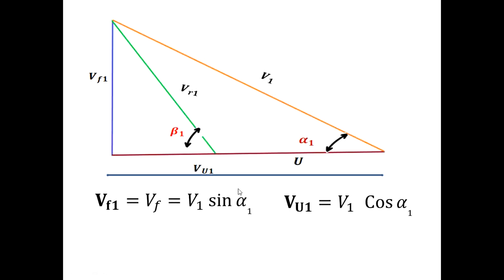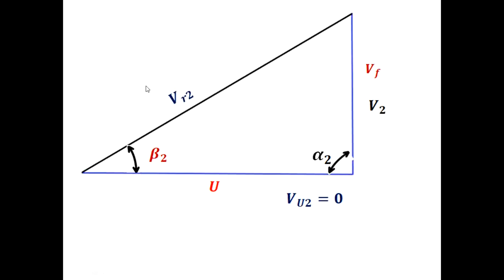The tangential velocity of the fluid Vu1 is equal to V1 cos alpha 1, because cos alpha 1 is equal to the adjacent side Vu1 divided by V1. Therefore Vu1 is equal to V1 cos alpha 1. This you know very well.